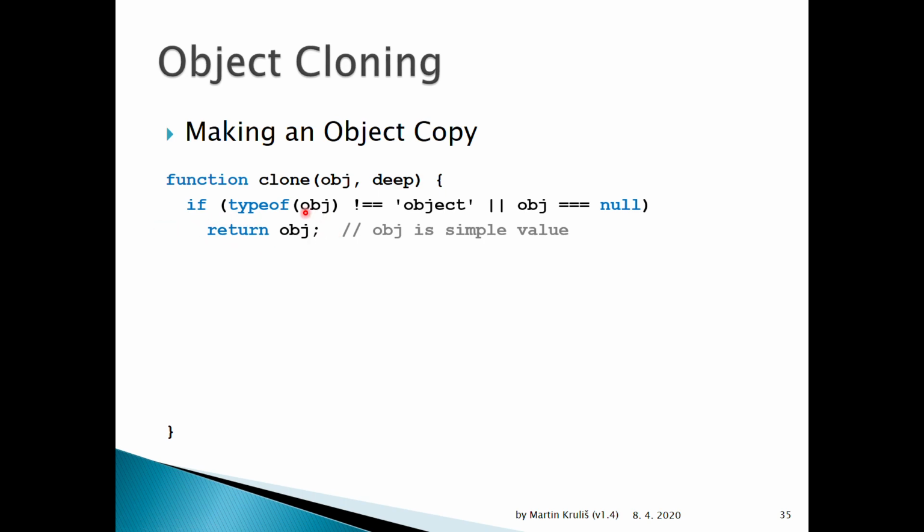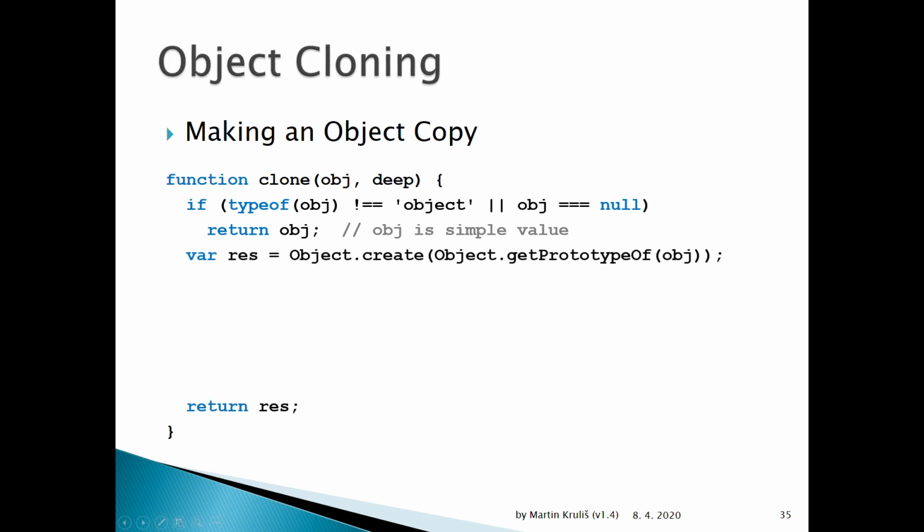If it's not an object, you just simply return the value, because probably you are doing something which is not typical. Note that I have to place also object equals null as a guard here, because the typeof null is also an object, so this won't screen out null values. So the first thing is we need to create a copy into the res value, which is later returned. So we need to create a copy of the object, meaning we need to create a new object with the same prototype as the original.